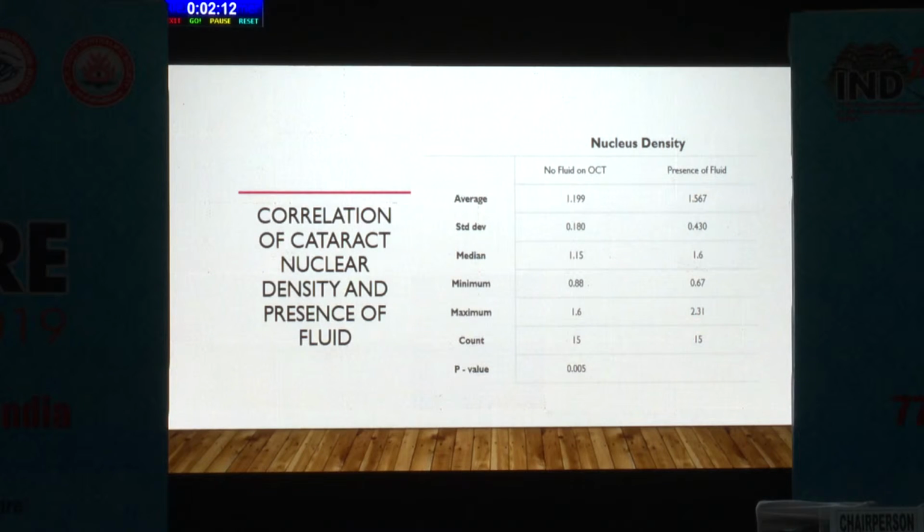When it comes to the amount of nuclear density that can be seen, if you have no fluid on the OCT, the nuclear density that is seen on the anterior segment OCT is about 1.19. With the presence of fluid, you can see a little bit less. But the one thing to remember is that you cannot visualize the posterior capsule, so posterior capsular fluid is not seen in these cases.